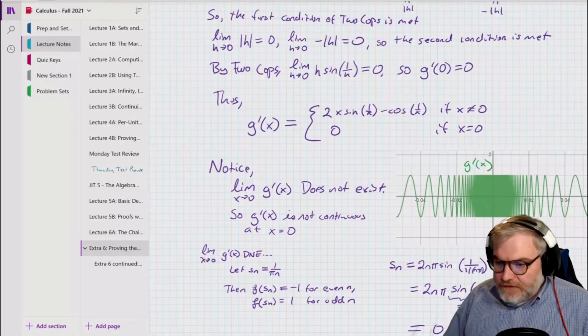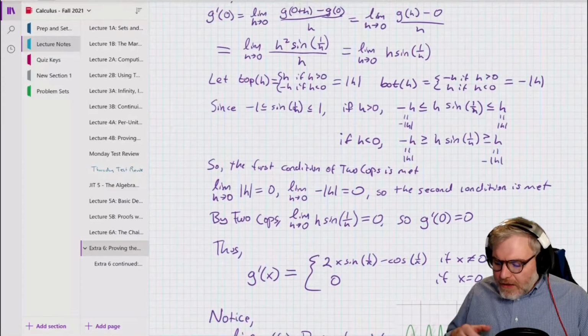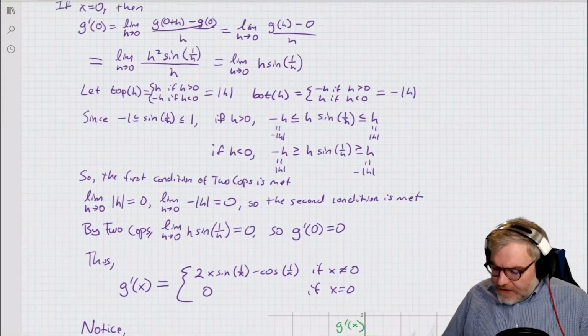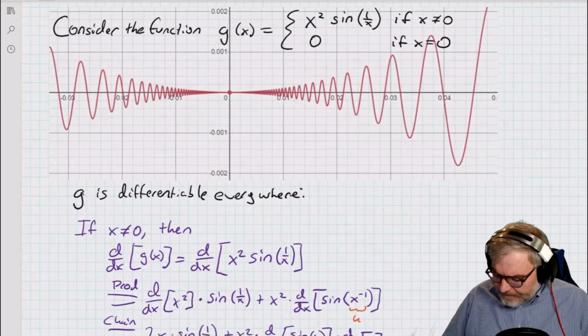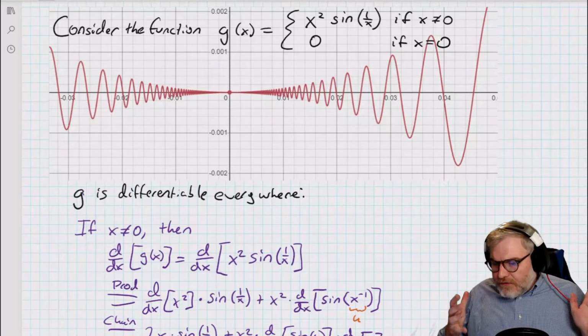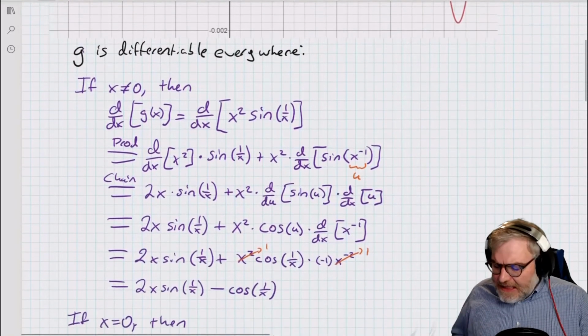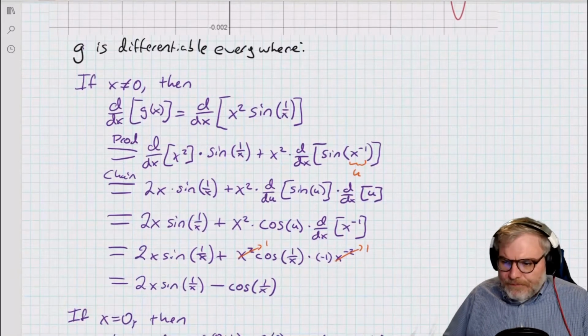I don't know why you would want to, but mathematicians are always like, oh, sure, if I can. This actually does meet the definition of the derivative. Let's go ahead and go through it. This psychotic function here is differentiable everywhere. Now, if I want to show that, let's prove it. So if x does not equal 0, I can just use the product and chain rule.